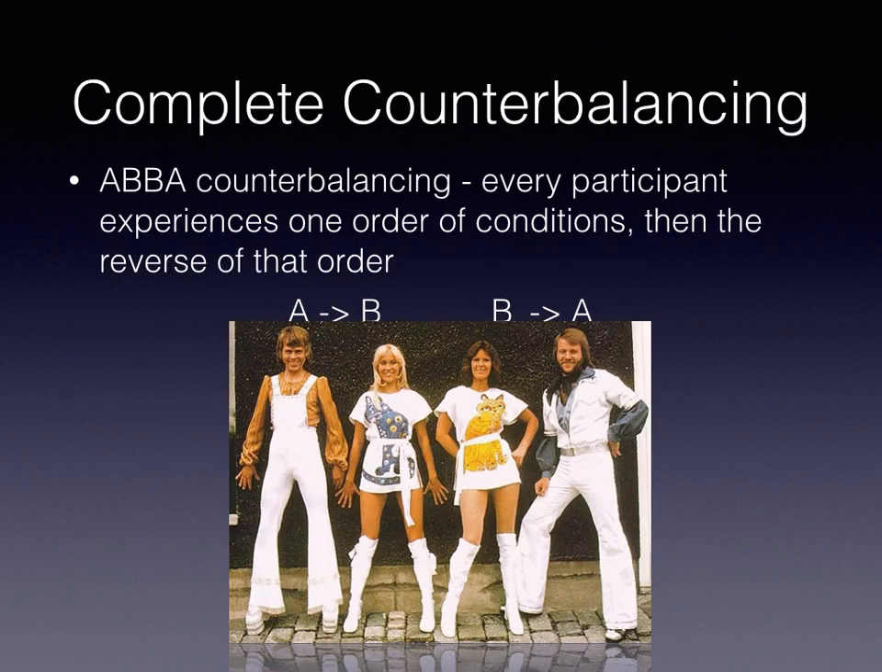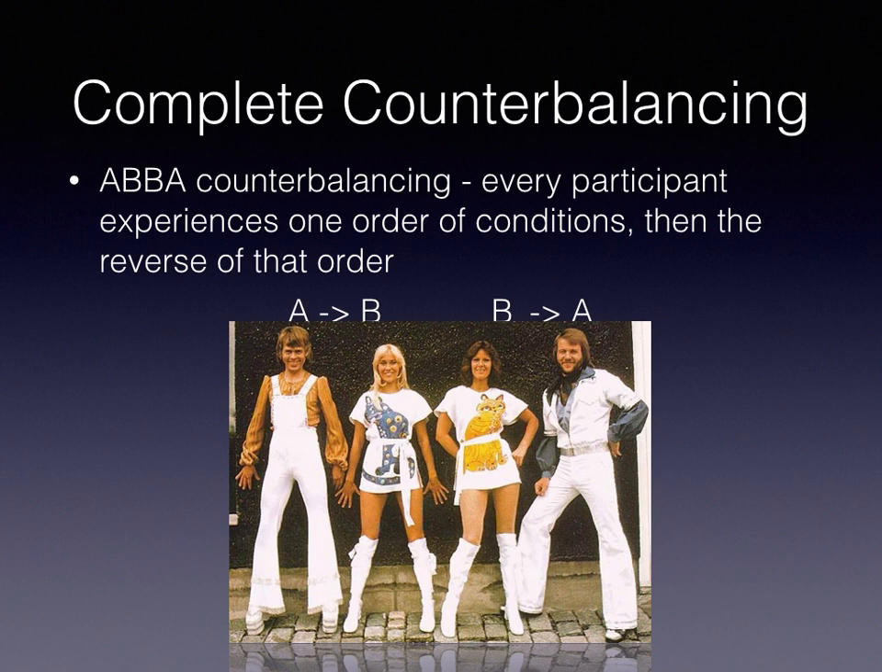The next type we call ABBA counterbalancing, and don't get that confused with the 70s pop sensation ABBA. In ABBA counterbalancing, every participant experiences first one order of conditions and then the reverse of that order. So ABBA is the simplest type of ABBA counterbalancing, where you first get condition A, then B, and then the same people who experience that order repeat the reverse of the order, first B and then A.